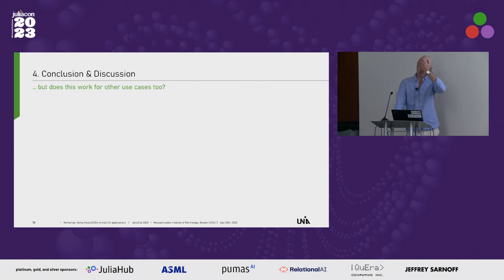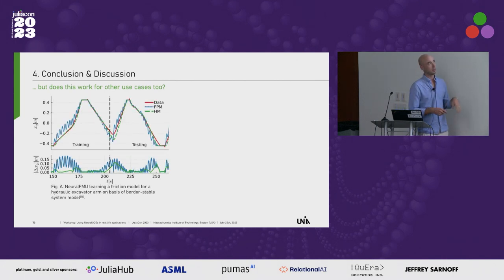One important thing remains, and the question was, we had a question already, does this only work for vehicle longitudinal dynamic models? And the answer is no. We are using the presented workflow for different use cases in very different domains. So I brought two examples. The first is the hydraulic excavator arm.